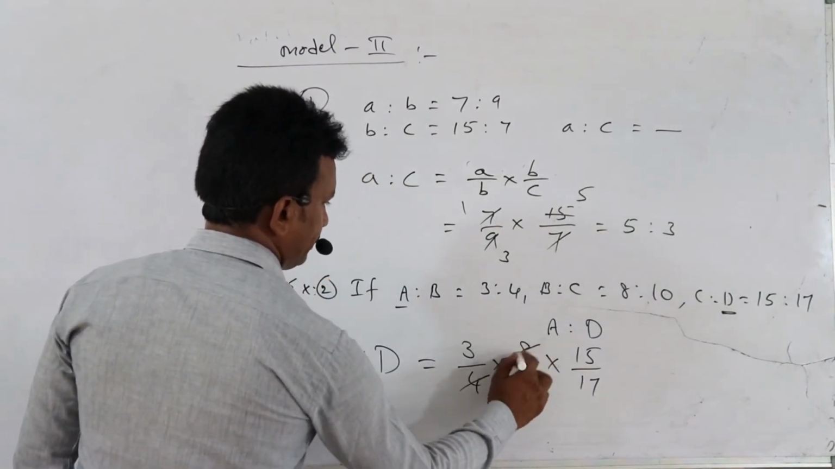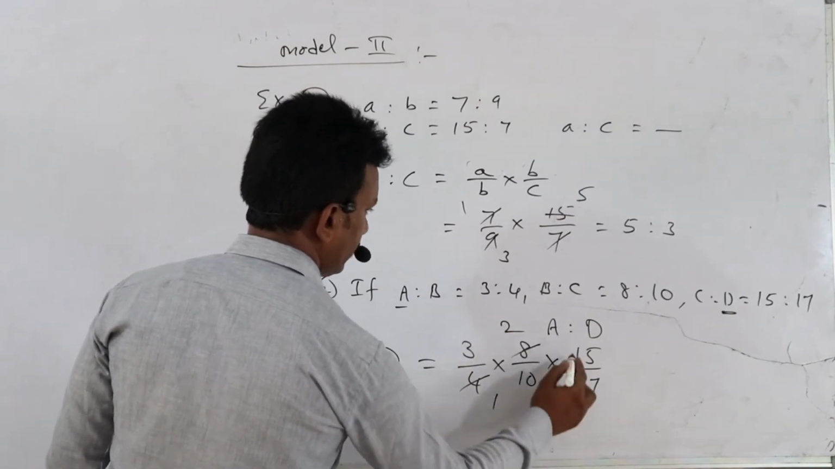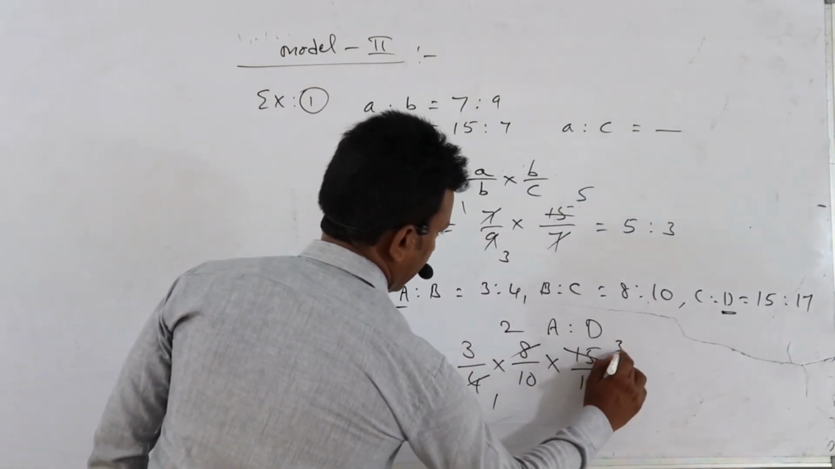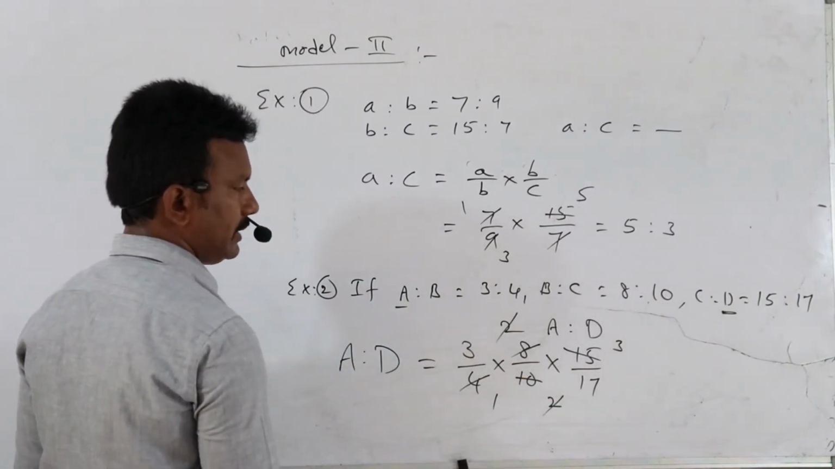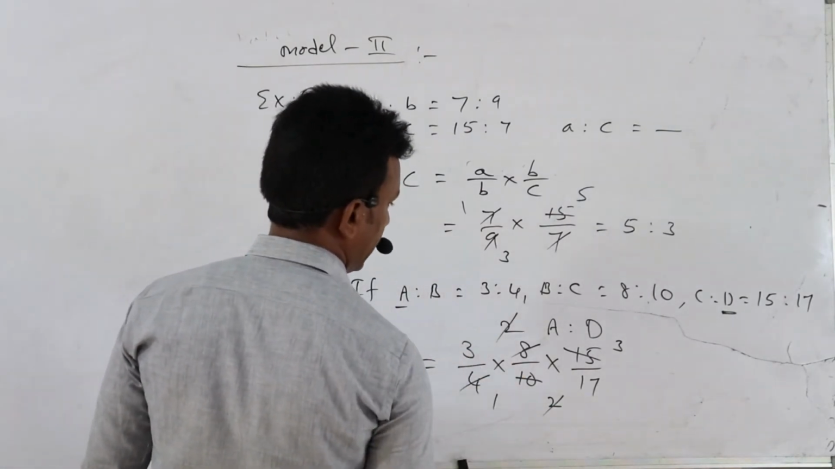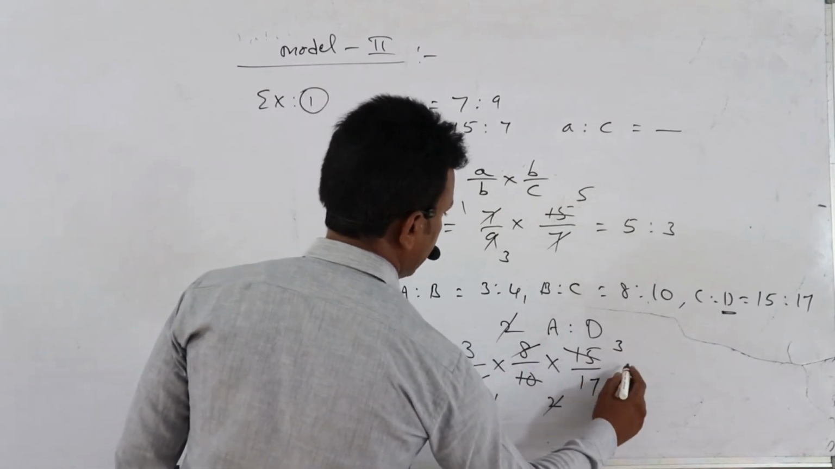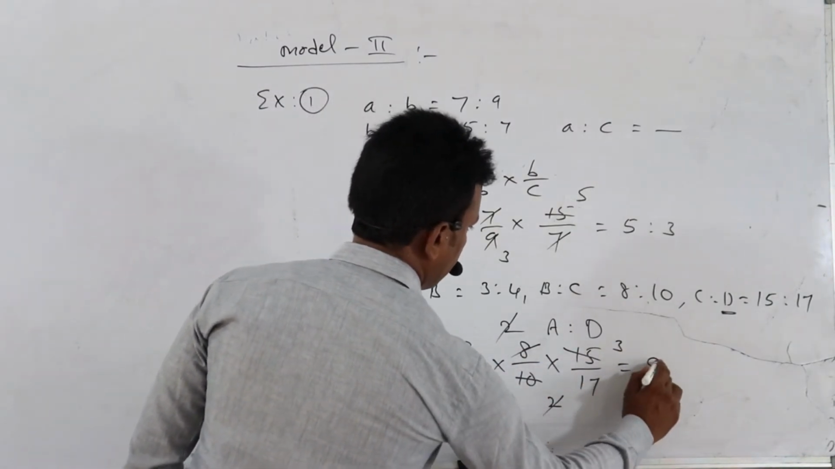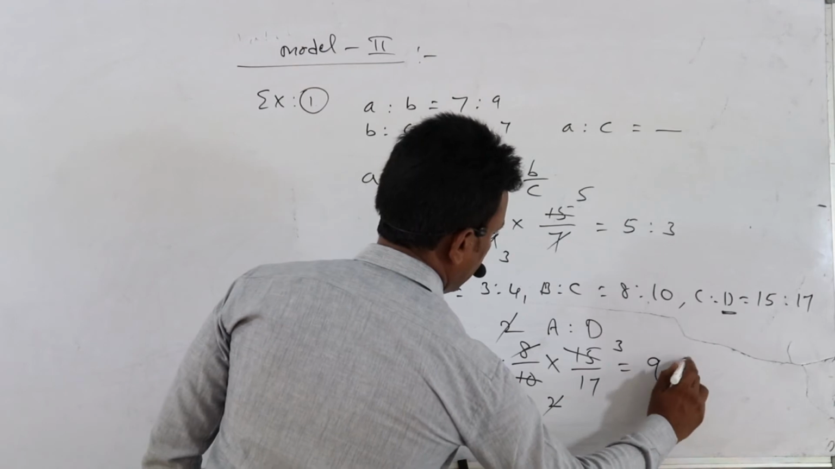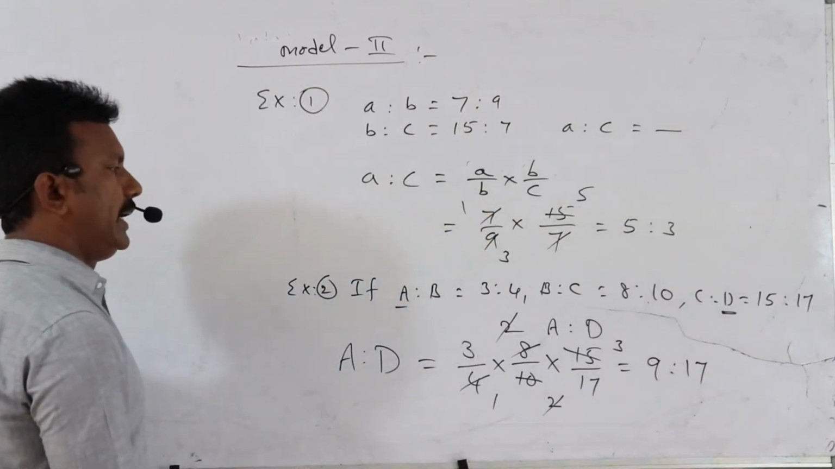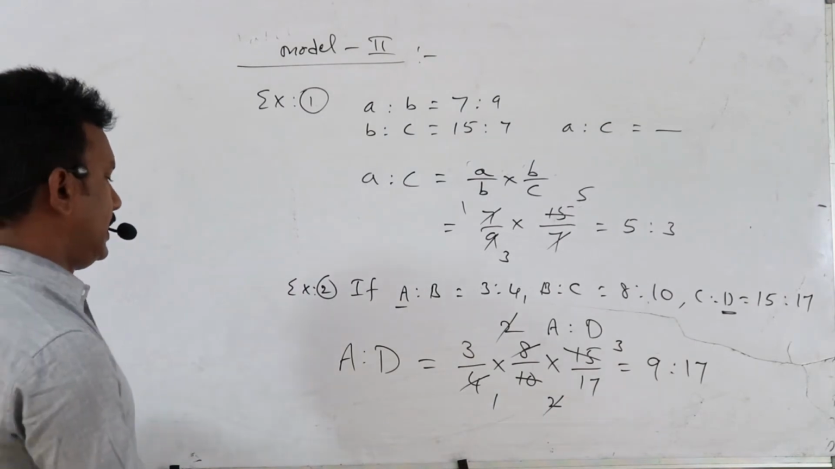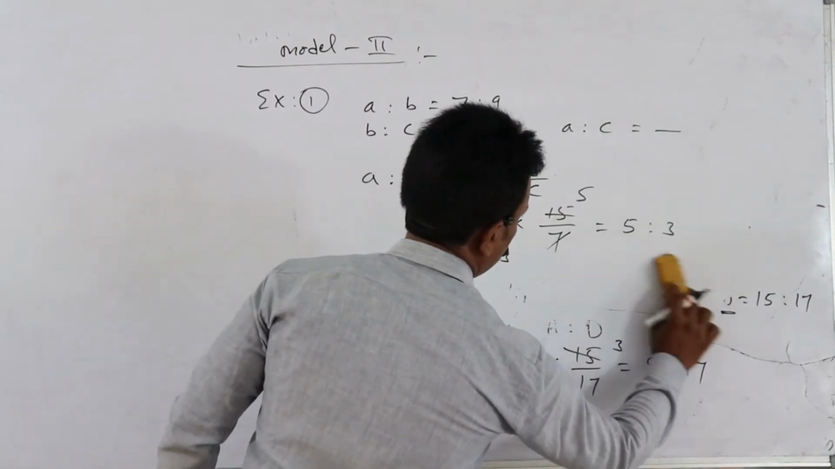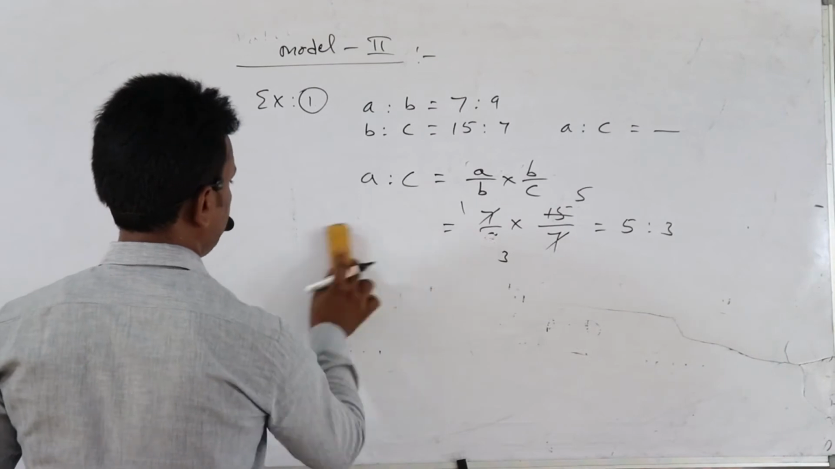4 ones, 4 twos; 5 table, 3 fives, 2 fives, and 2 and 2 will cancel. So the numerator is 3 threes, 9, and the denominator is only 17. So 9:17 is the answer. Right, next model, we are following the next model.